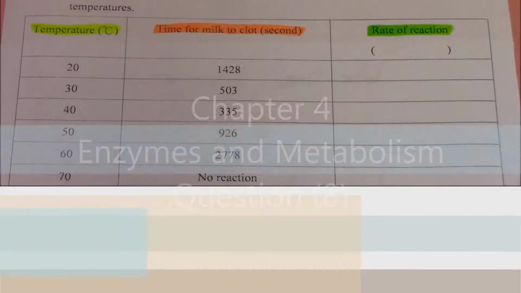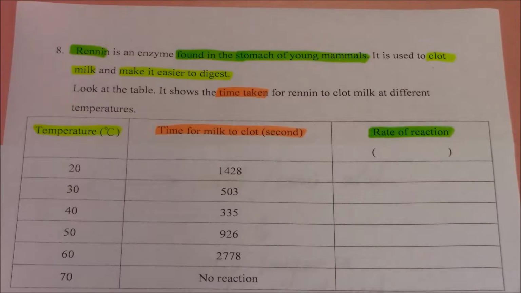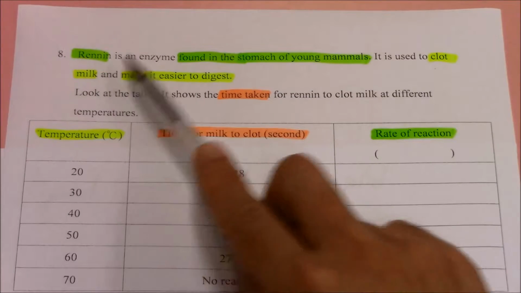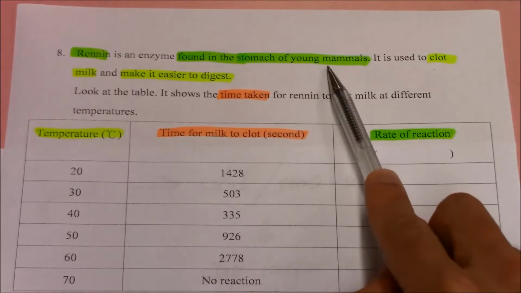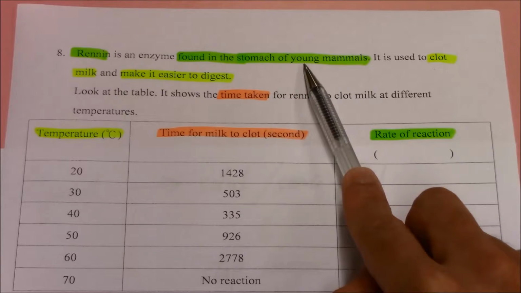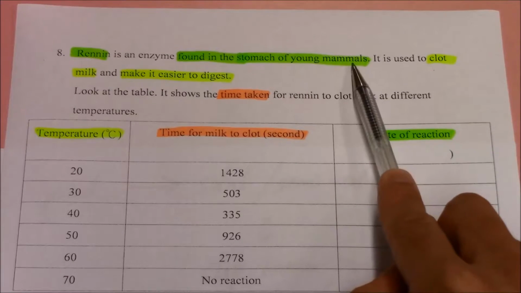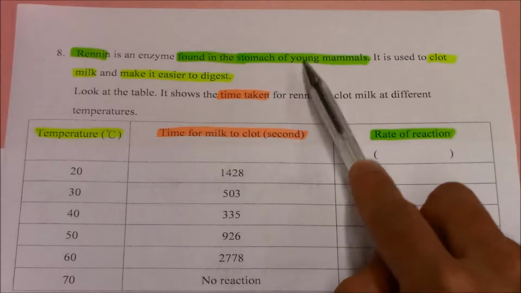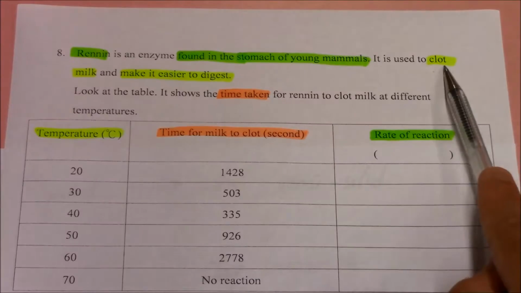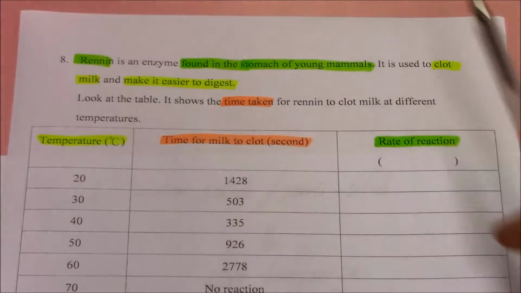So after question 7, let's take a look at question 8. It's about the enzyme called renin and is found in the stomach of young mammals. Okay, it should be young mammals. But why is it necessary to be young? Because the renin is used to clot the milk to make it easier to digest.